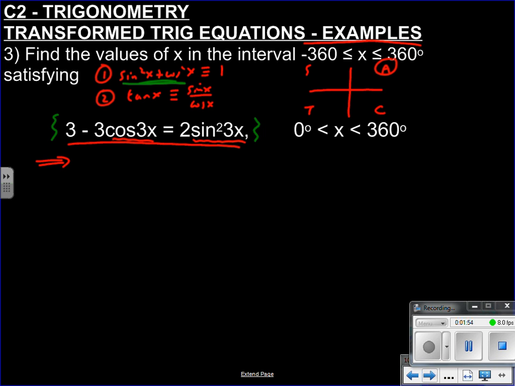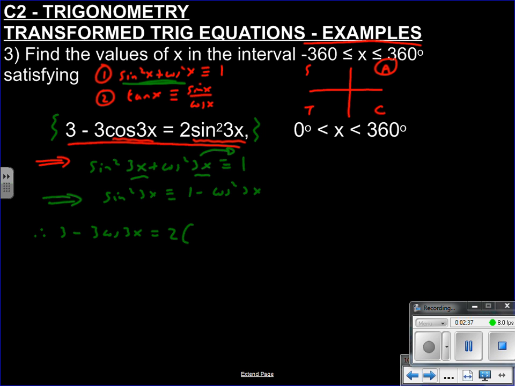So let's think about it. What is sine squared the same as? Well, we know sine squared 3x plus cos squared 3x is always equal to 1. It doesn't matter what the angle is in there, as long as the angle is the same. So sine squared 7x plus cos squared 7x would always equal 1. We can rearrange that to get sine squared 3x is always the same as 1 minus cos squared 3x, just bringing that cos squared over. Now you can sub that into our equation.